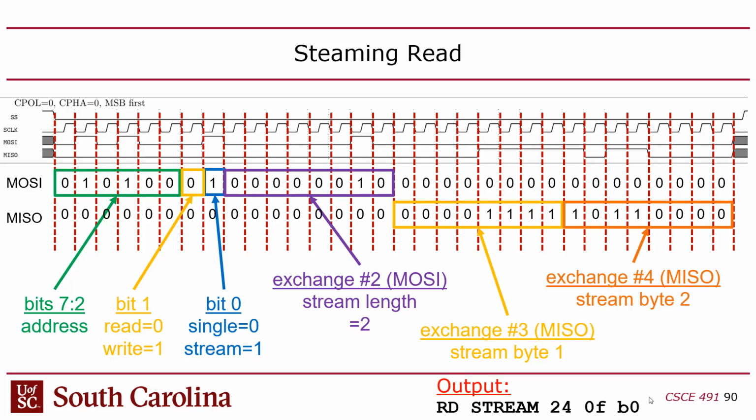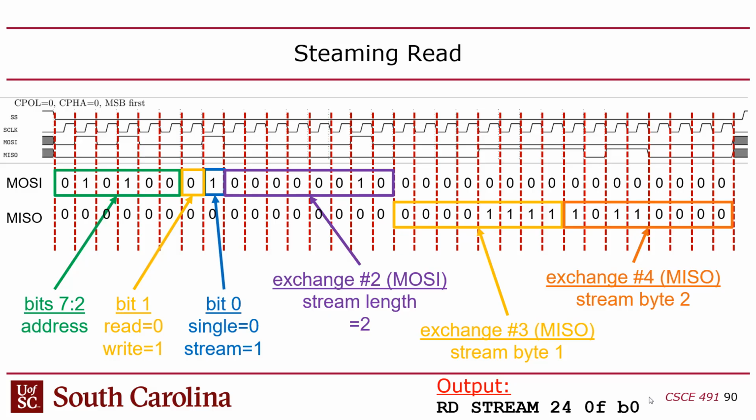Here, in this case, I'm streaming and I want to stream 2. And then, since I'm also reading, the peripheral is expected to send 16 bits back. If that happens, your program should print read stream 24, which is the starting address, and then the 2 bytes that it read.